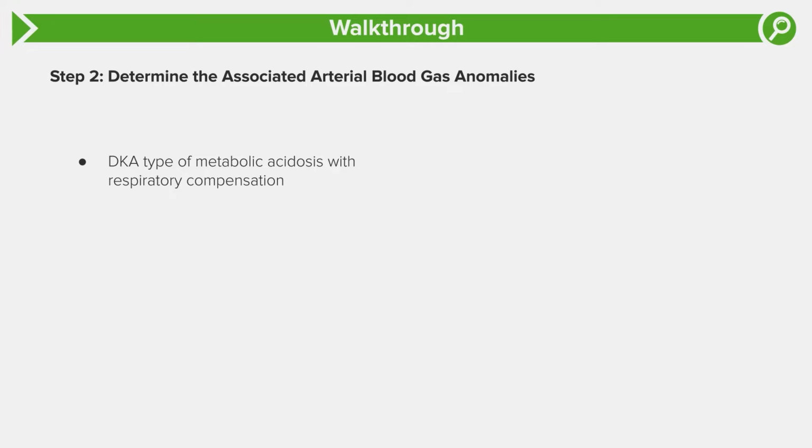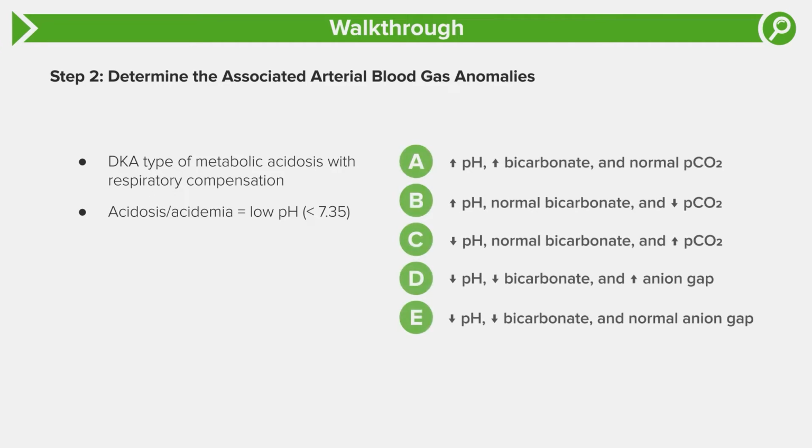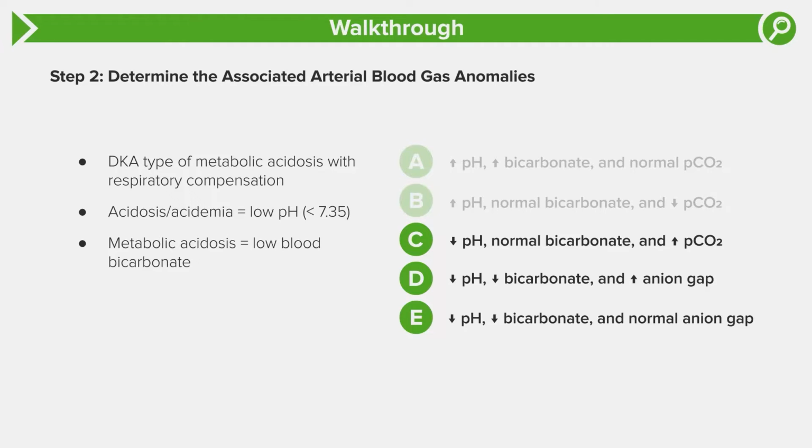Now, if it's acidosis, the pH has to be less than 7.35. So automatically you can remove answer choices A and B because those are clinical states of alkalosis, the pH being elevated. So you can already get those two out of there. Now, we know in DKA we have a metabolic acidosis. So that means the bicarb's going to be low. So then you can eliminate answer choice C, which said that you would have normal bicarb.